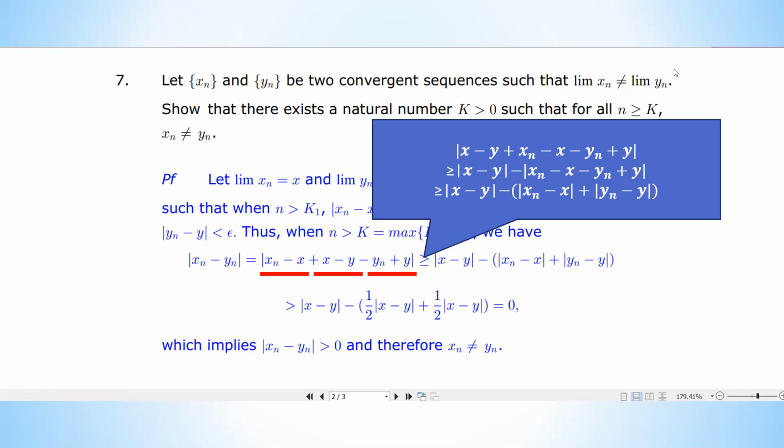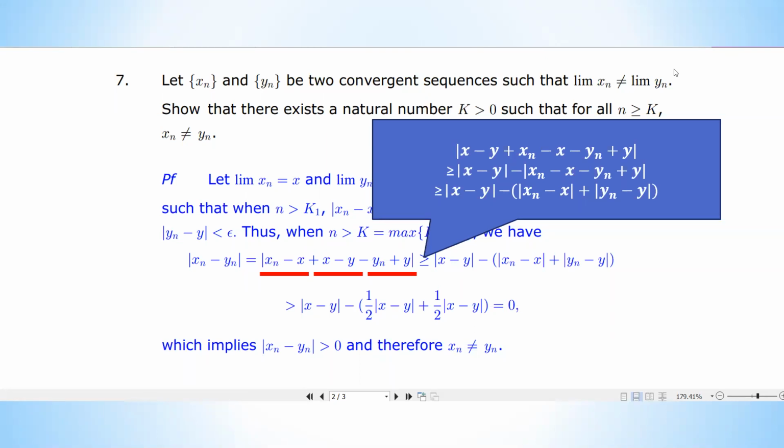Then you can see that for the other two after the minus sign, these two terms are less than epsilon, right? So replace this by epsilon, and we know epsilon equals 1/2 of the distance. So you will get the following. You get |x minus y| minus |x minus y|. Okay, so this gives you 0.